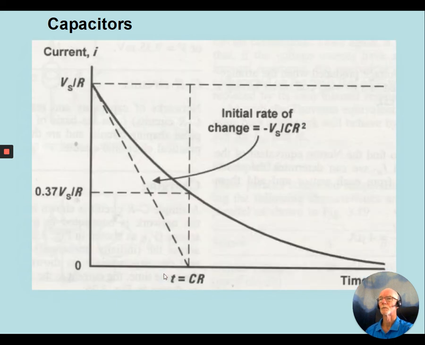So here is a graph of current of a capacitor that is charging. Initially we have maximum current flow limited only by the value of resistance. And after one time constant, it's dropped 63.2%, down to 0.37 of its initial value. And in each time constant, it drops another 63.2% of whatever is left.